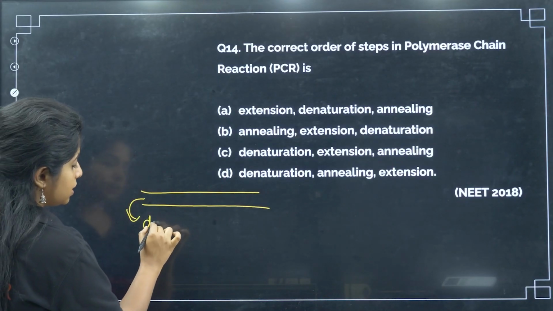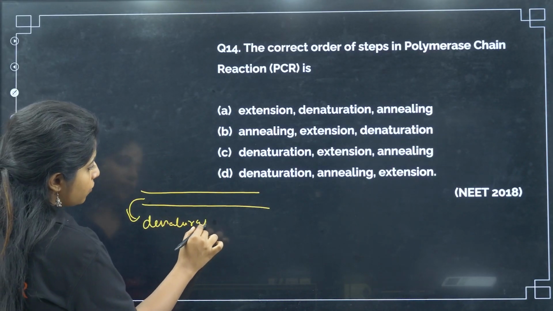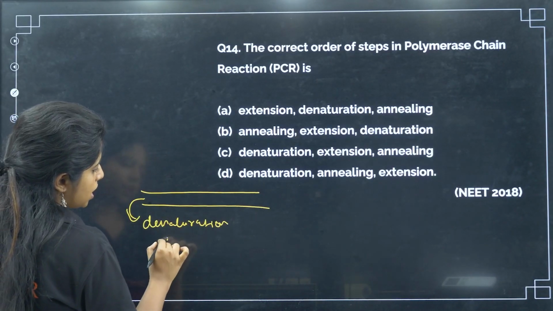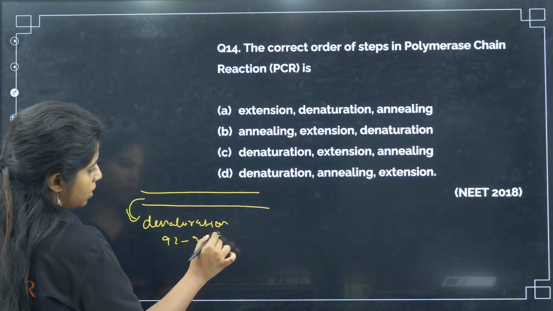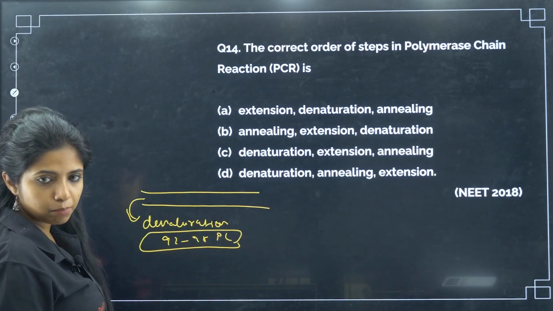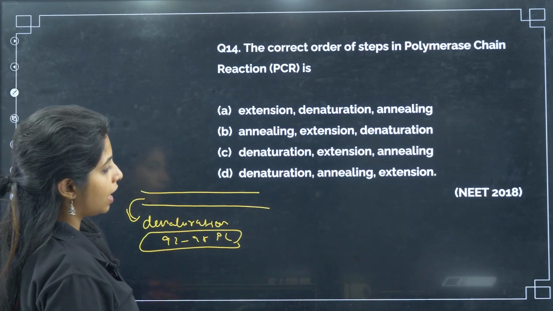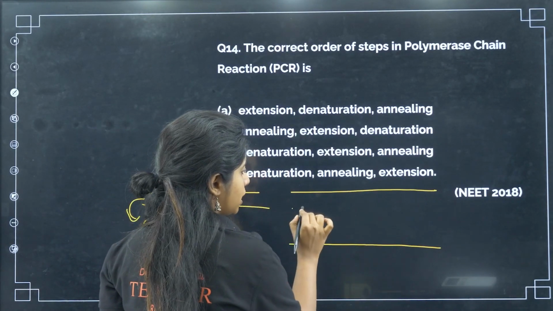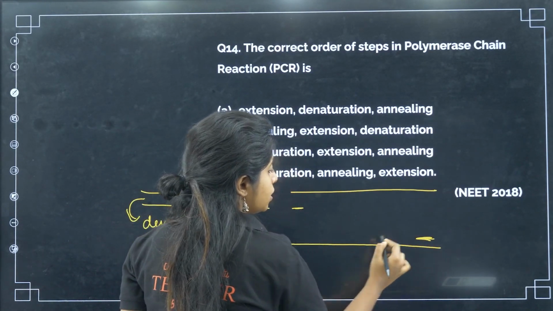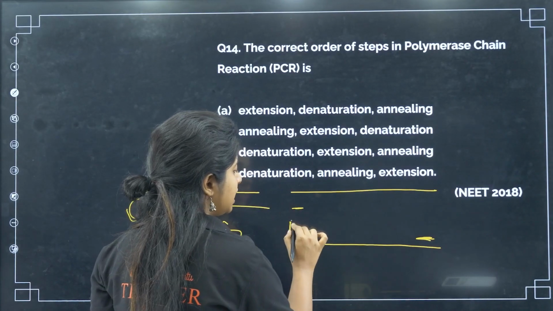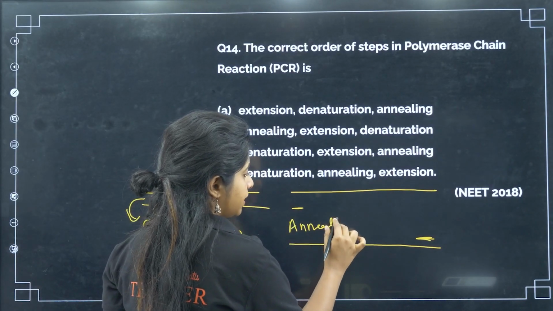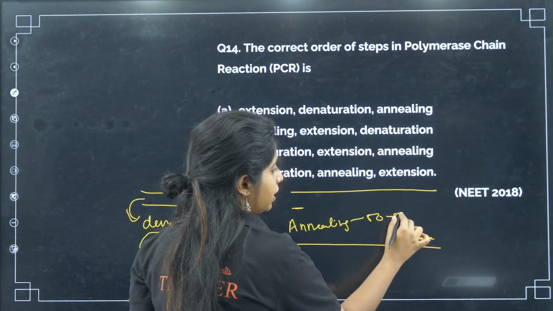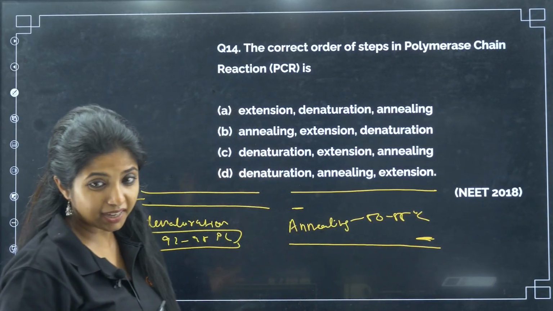You are going to separate this DNA, that is known as denaturation, which would require almost up to 92 to 95 degrees Celsius. So it is kind of a high temperature. After that, the separated DNA needs primers to attach, then only DNA polymerase can work, right? So this primer attachment is known as annealing, which will require around 50 to 55 degrees Celsius.